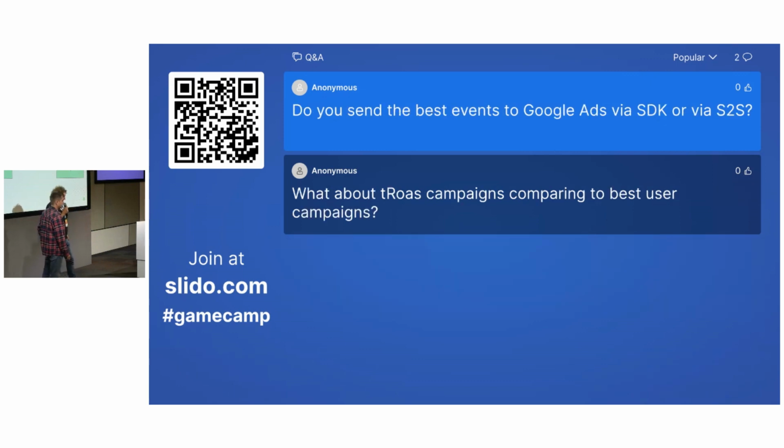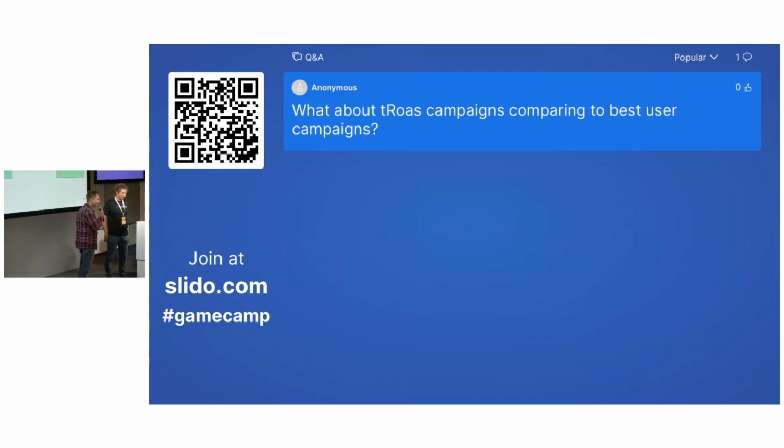Do you send the best events to Google Ads via SDK? This is the question to you. Via SDK through the game, yes, we send the event from the game.